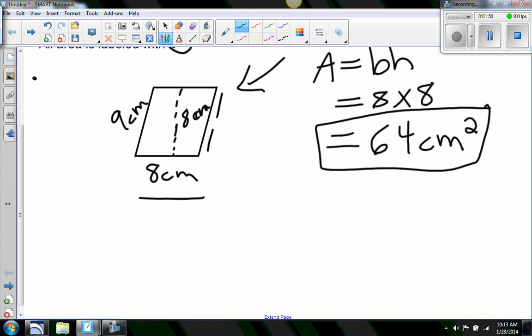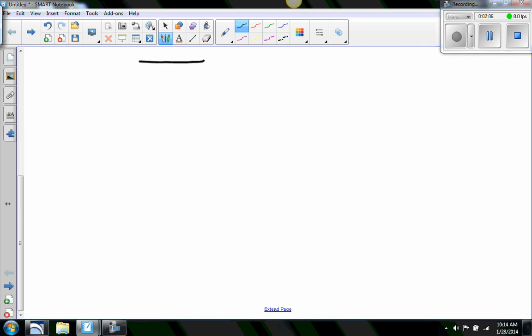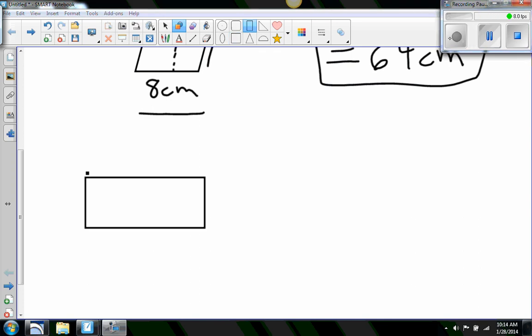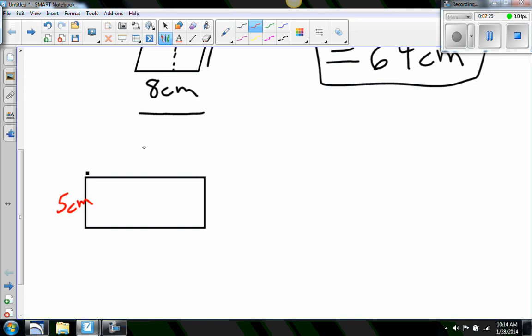So that is that one. And then, like I said, squares and rectangles are also considered to be parallelograms. So if I wanted to do the area of a rectangle, not a square, so the area of this rectangle right here, first thing we would need to know is some measurements. And this one I'm going to do a little bit differently.